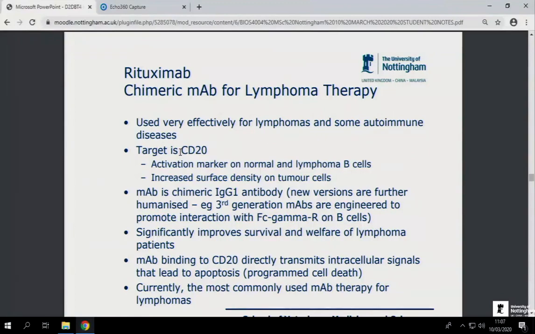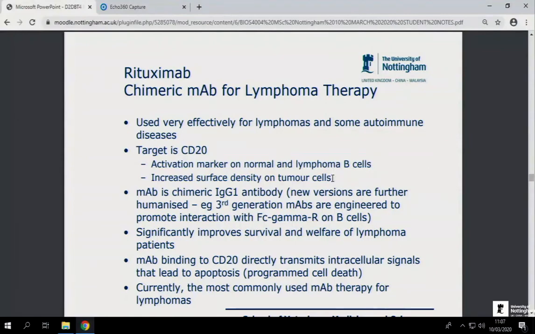CD markers are surface glycoproteins on mammalian cells that have a specific configuration, and indeed there are many, many of them. They're called cluster differentiation markers, CD, and this particular one is called CD20. It doesn't matter what it does, but I'm going to tell you a little more detail in a minute. It's an activation marker, that's the first thing you need to know, and it's on normal cells and on lymphoma cells. So it's on tumor cells, and it's also on normal cells, but it has an increased surface density on tumor cells. So this has given us our answer to the question.